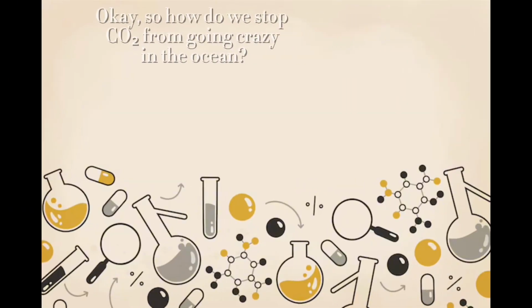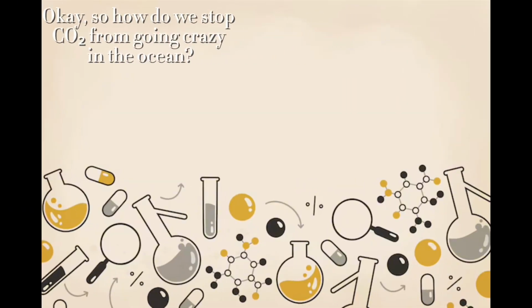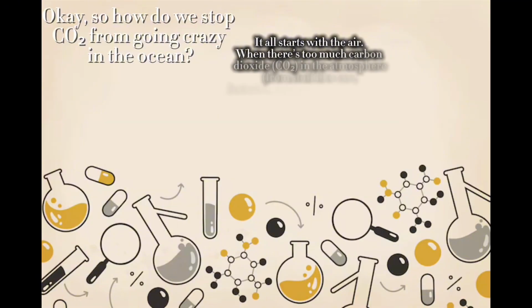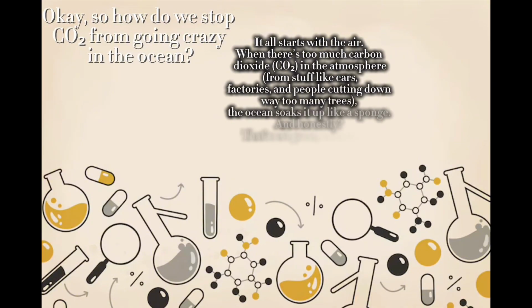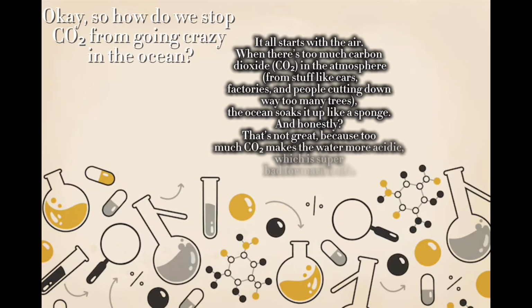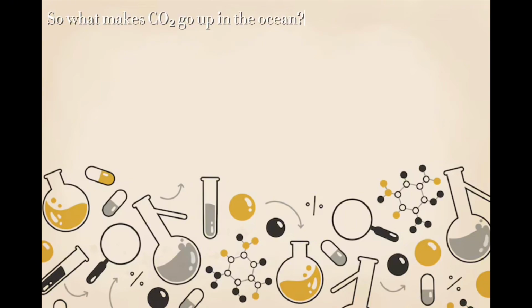Okay, so how do we stop CO2 from going crazy in the ocean? It all starts with the air. When there's too much carbon dioxide, CO2, in the atmosphere from stuff like cars, factories, and people cutting down way too many trees, the ocean soaks it up like a sponge. And honestly, that's not great because too much CO2 makes the water more acidic, which is super bad for marine life.